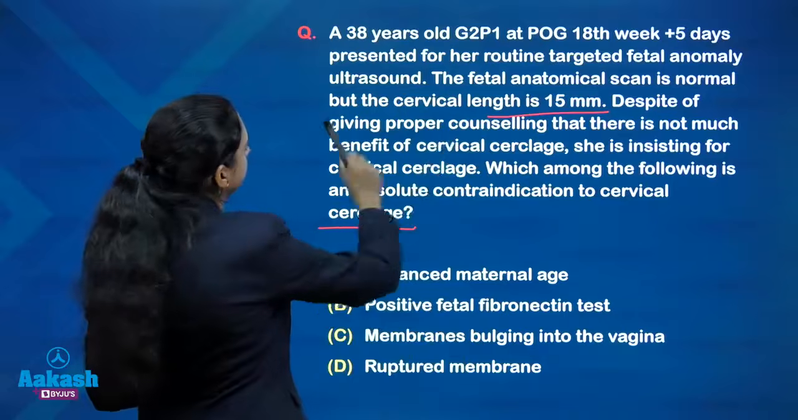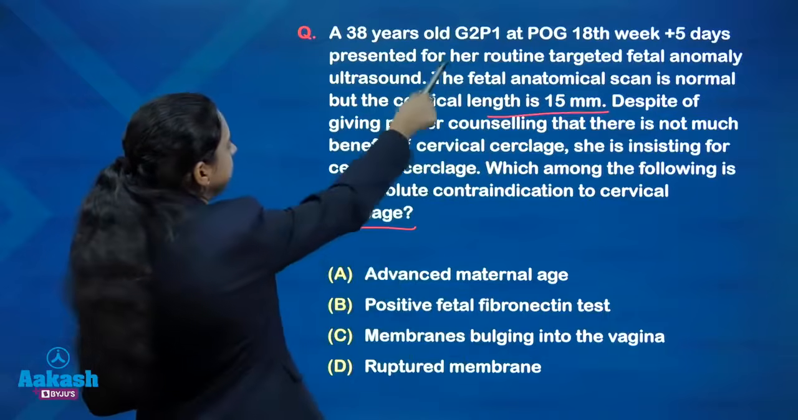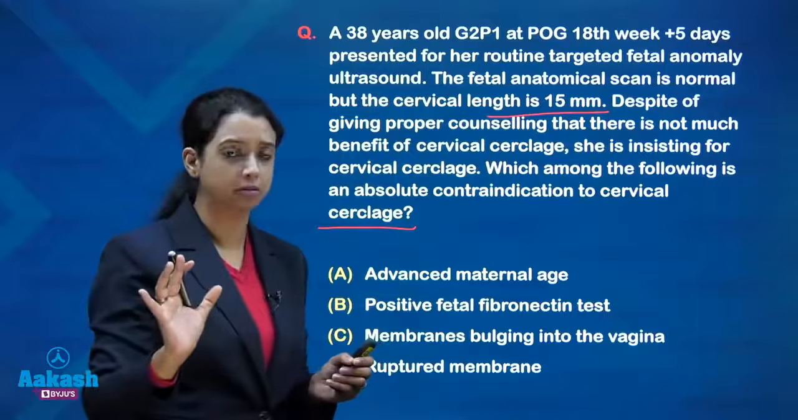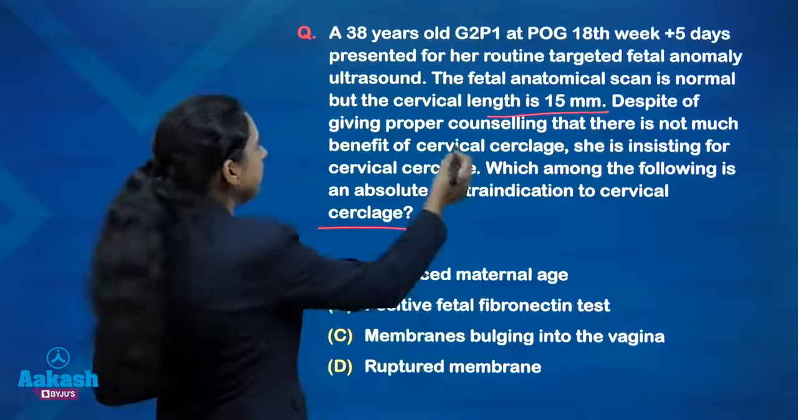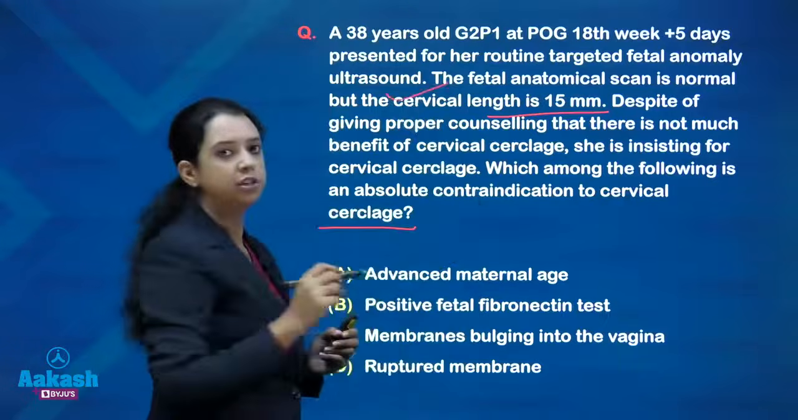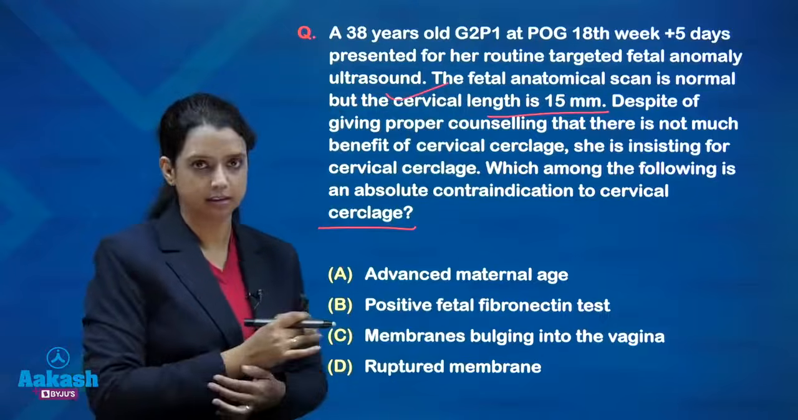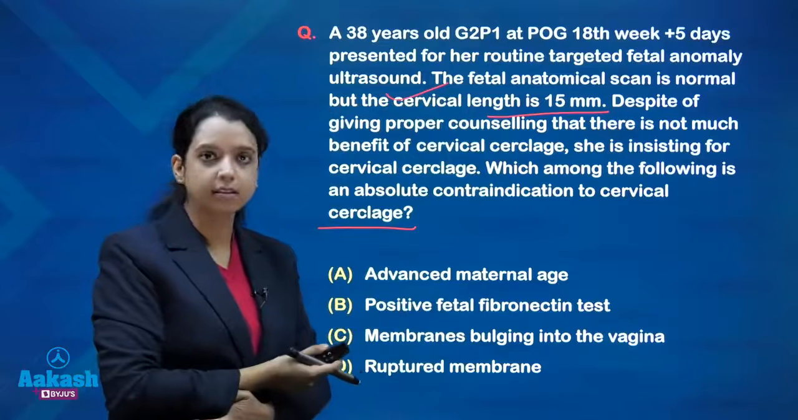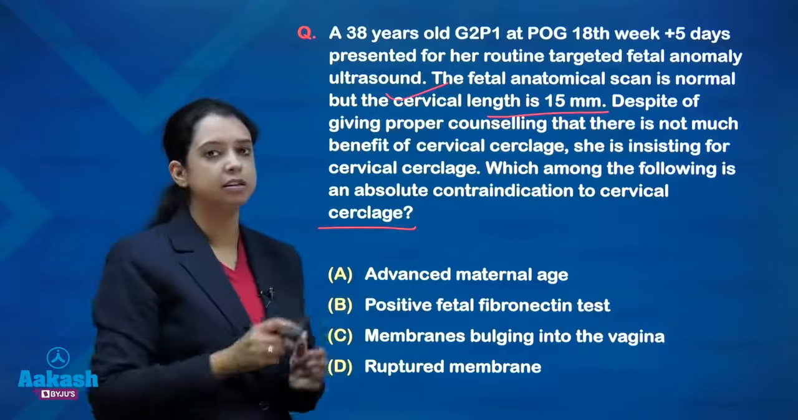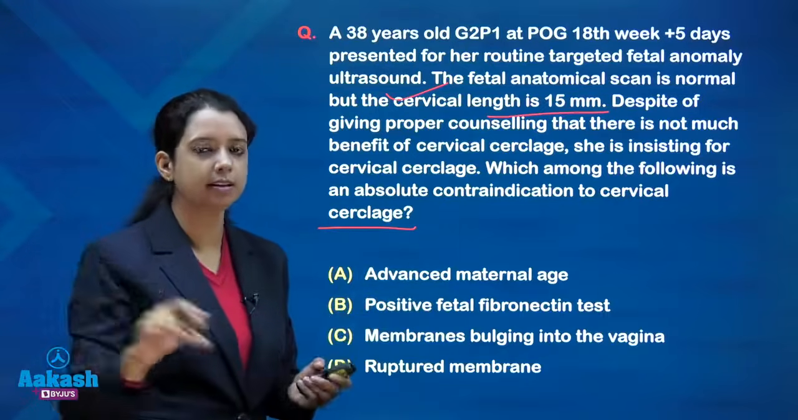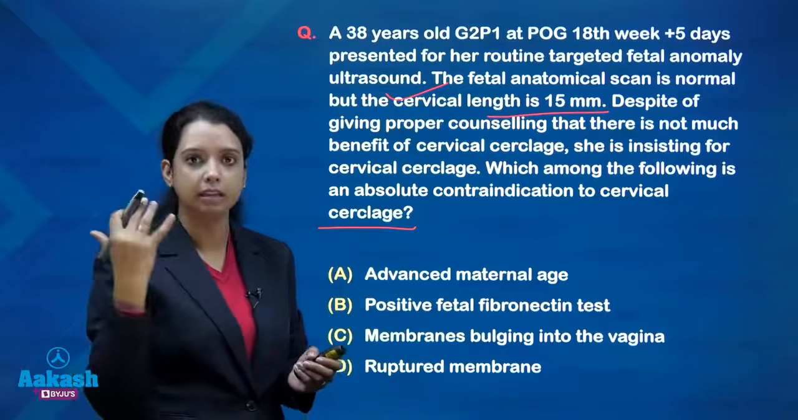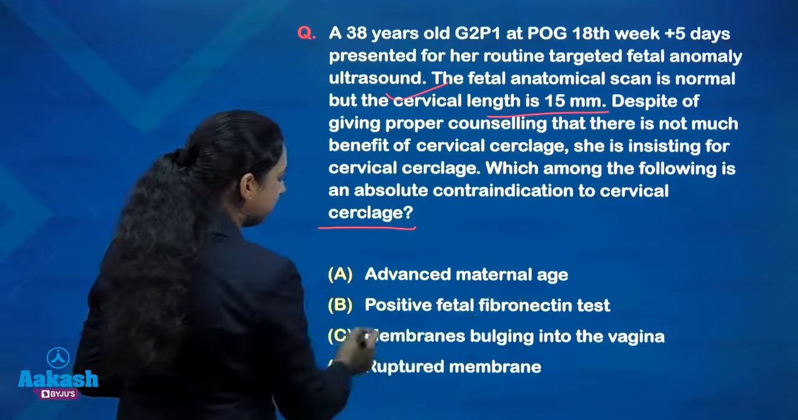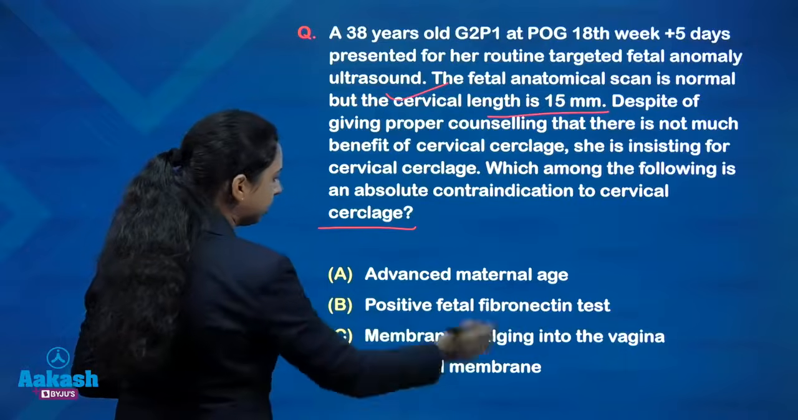Now her cervix is small, but she is G2P1. Any previous history of preterm or something is not given to her. That is why if you incidentally see cervix which is short, you will not advise cerclage. That is why in the question itself she was advised against the cerclage. Okay, but if the patient is insisting, the basic question it is asking is the contraindications of cervical cerclage. Advanced maternal age, positive fetal fibronectin, membranes bulging, ruptured membrane.